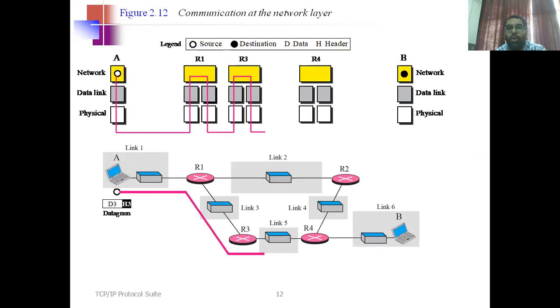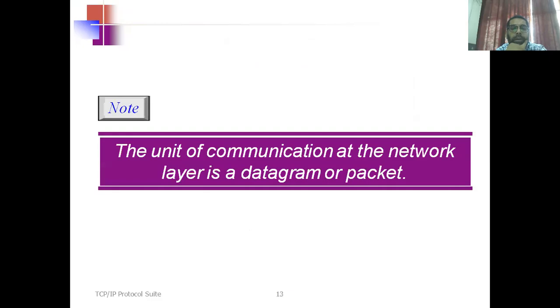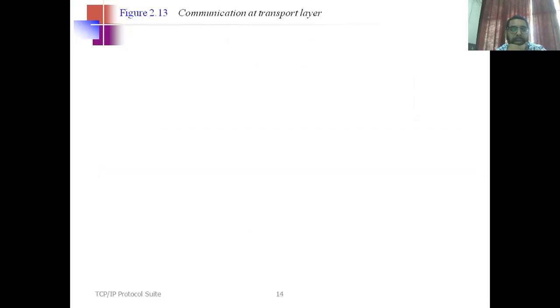Instead of node to node, this is the chain that we are observing from the physical and data link layer to the network layer. We have host to host, like source to destination, destination to source. So this is how we are communicating, in the form of datagrams. This is even more important. The unit of communication at the network layer is a packet.